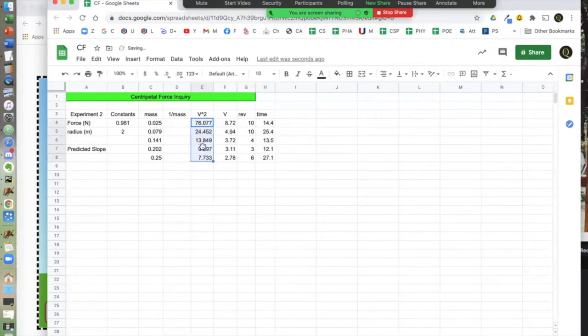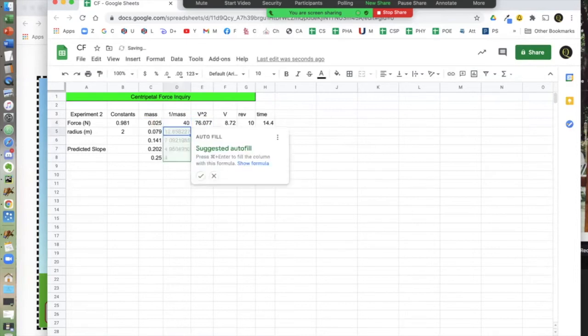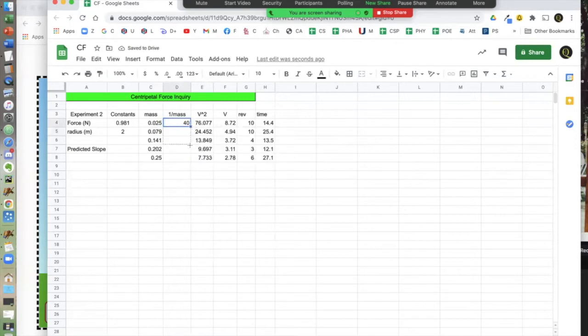Then on my x-axis, I'm going to graph 1 over mass. If you remember, v squared would equal FR times 1 over mass. So that's y equals mx. So I want to have 1 over mass as my x. So I'm going to do equals 1 divided by the mass, hit return, and drag that down.